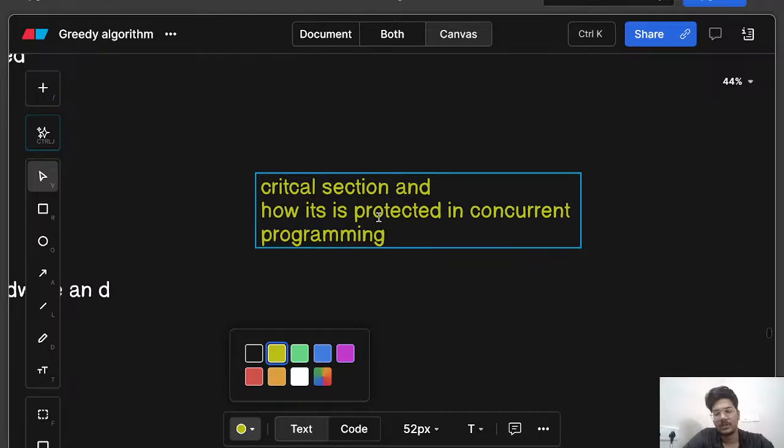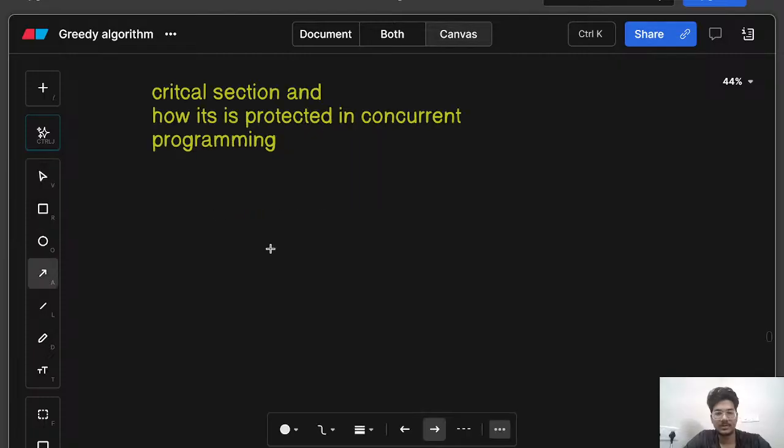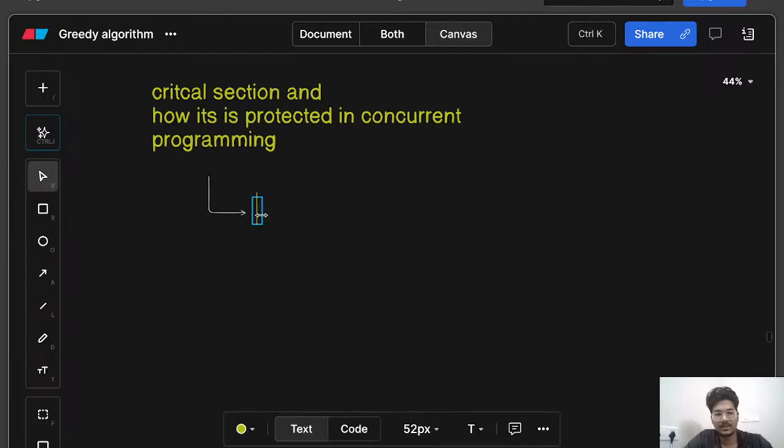So what is the critical section? A critical section is a part of a program where shared resources are accessed and must not be used by more than one process or thread at a time. Let's discuss the critical section.